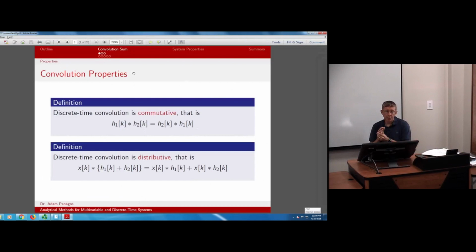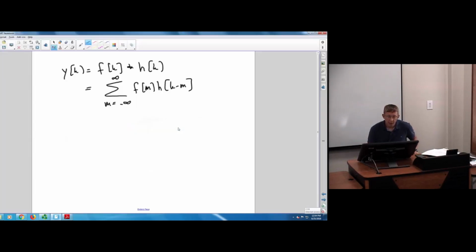And what we're going to talk about here are just a few properties. This first one is that convolution is commutative. I can flip the order, and that doesn't change anything. So I can do h1 convolved with h2, or h2 convolved with h1, whichever order you prefer. So that's the commutative property. In this equation, what that means is this is also equal to h convolved with f. I can do f convolved with h, or I can do h convolved with f. Those are the same thing.